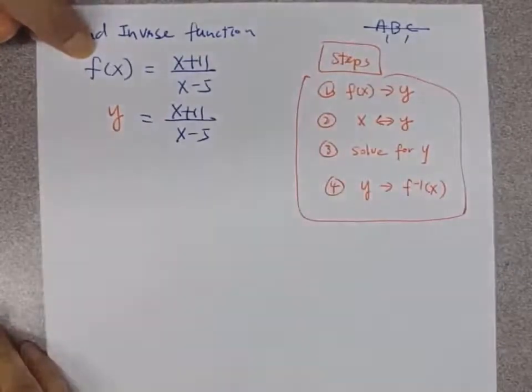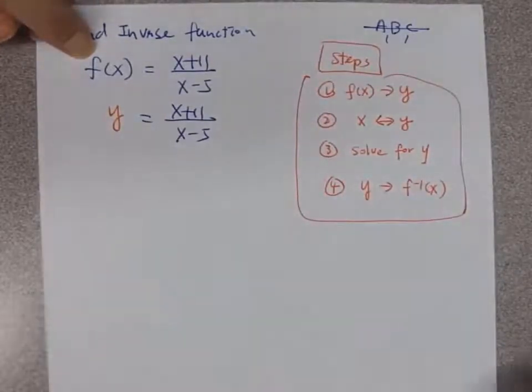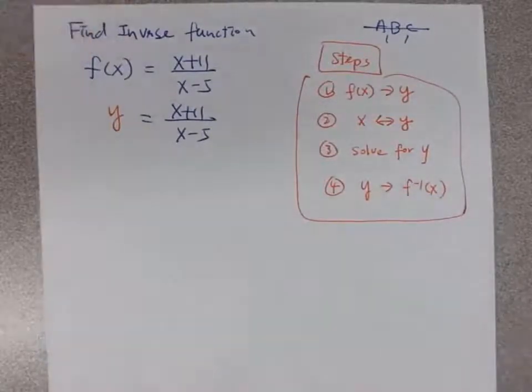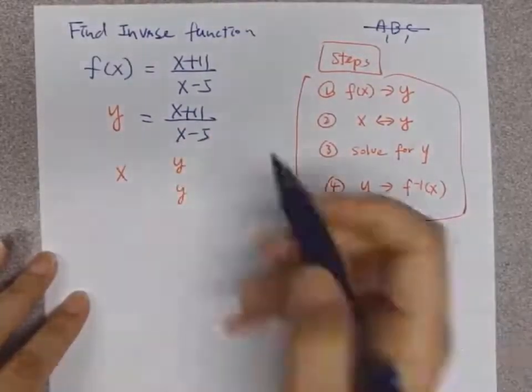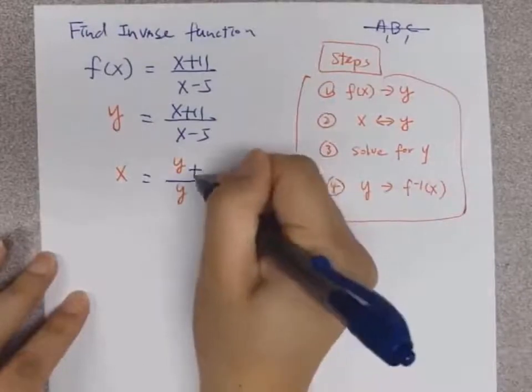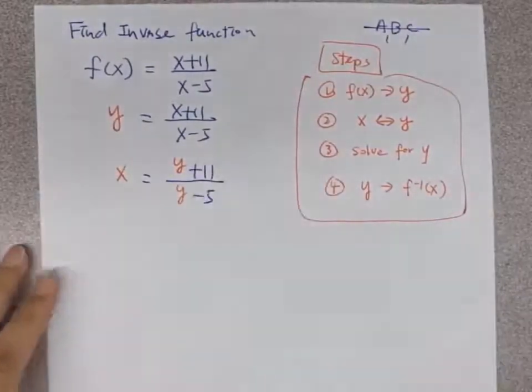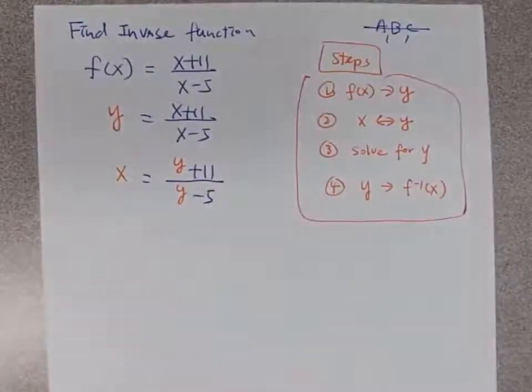Everybody's okay? And then next, we do what? Switch x and y. And then we need to solve for y. So this part is a little bit difficult, right? How do we solve for y?